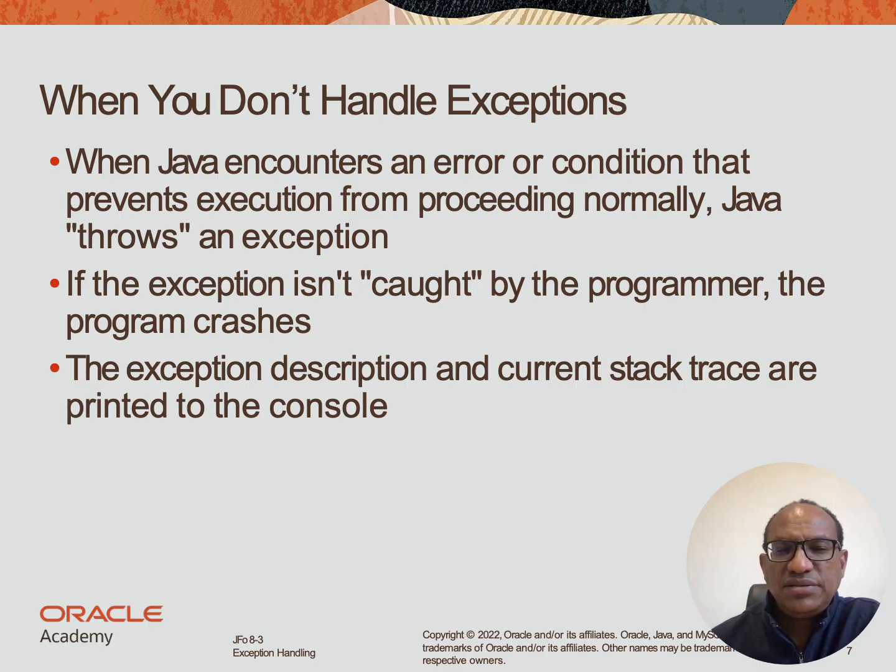So what really happens? Java throws an exception when something goes wrong. If you don't catch it, the program stops. You get a stack trace like exception in thread main, java.lang.ArithmeticException, division by 0. You've probably seen something like this before.